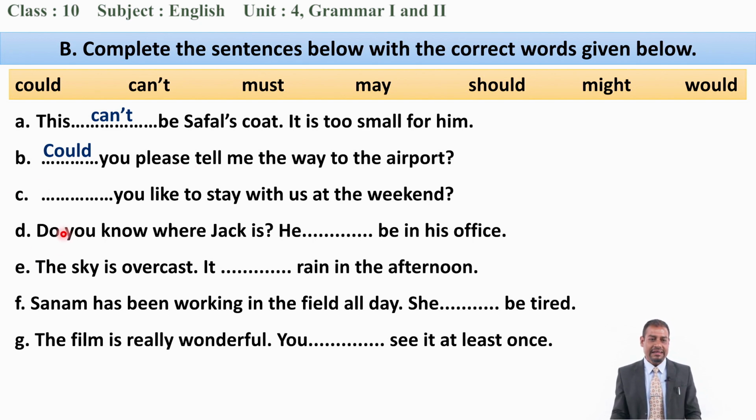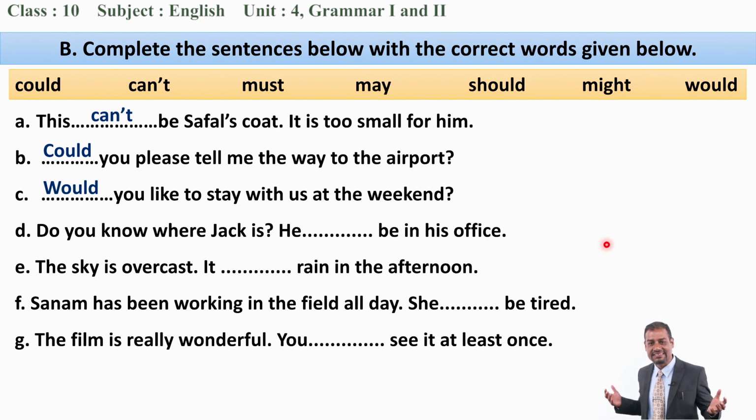Well done. Next, ... you like to stay with us at the weekend. So what modal verb did you write there? Okay, you are right again. Good job. It is, would you like to stay with us at the weekend? Good job. Next one we have, do you know where Jack is? He ... be in his office. So what do you write there?